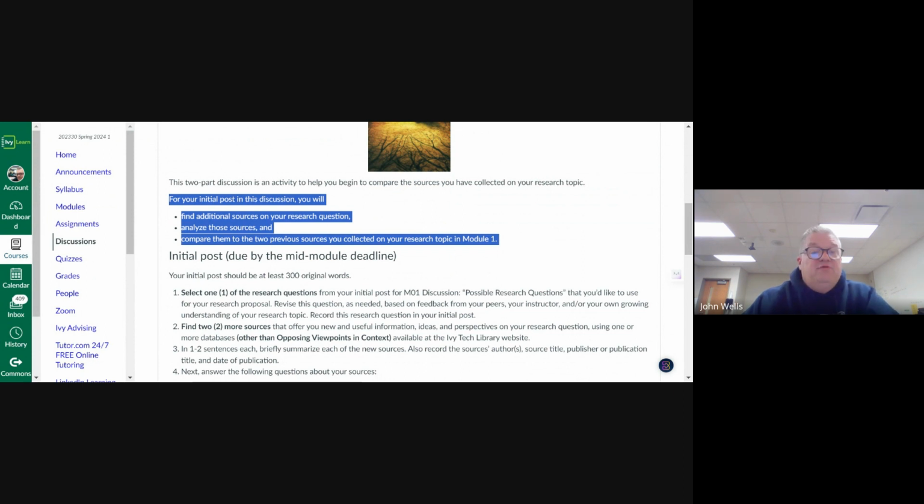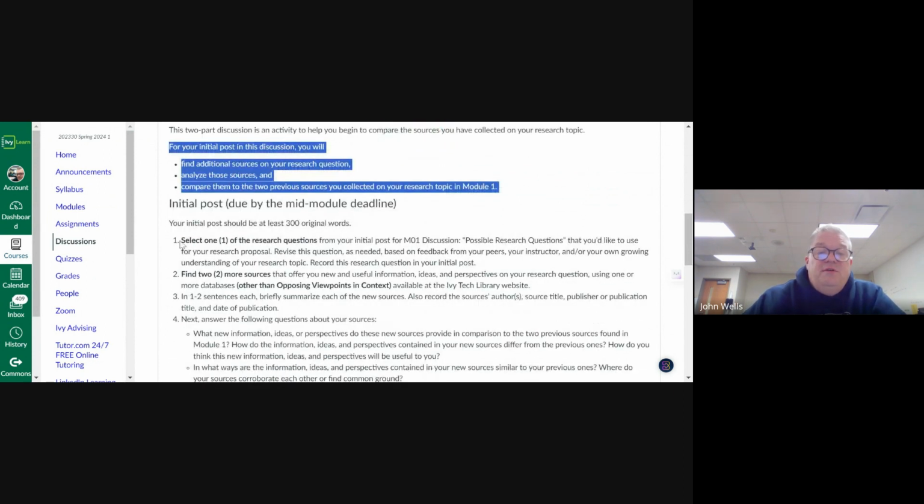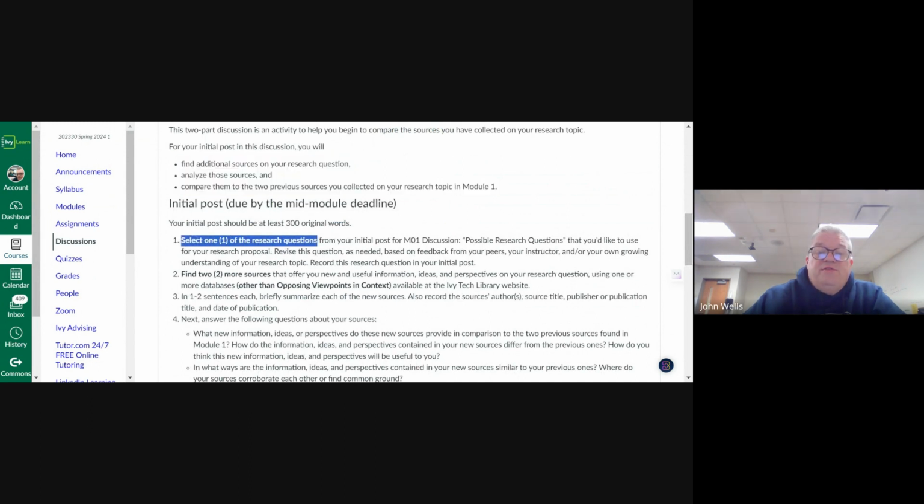Remember, in Module 1, you had the two sources. So first thing you're going to do is select one of those research questions that you originally started with, right? You're going to take the feedback you got from other people. If you need to adjust it and modify it, you can do that. That's fine. And then you're going to find 2 more sources that give you some more information, that are going to allow you to see the topic in a slightly different light, or maybe in a deeper light, or a more meaningful light, right?